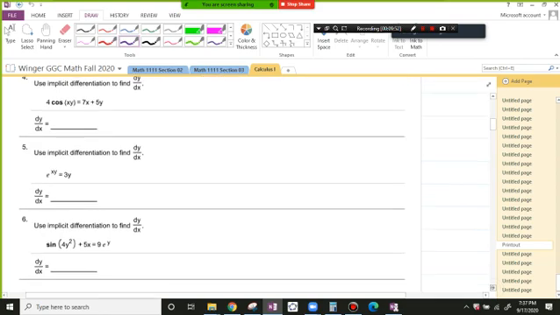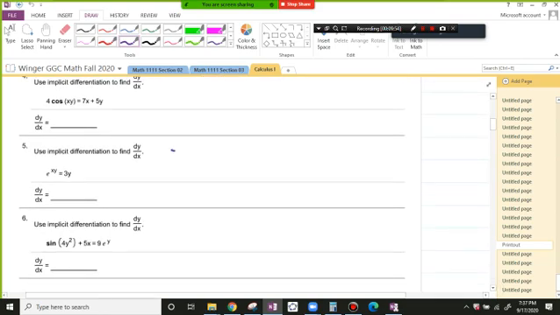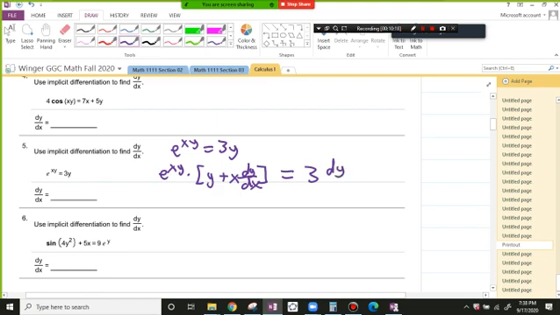Something similar happens here. When I have e to the xy equals 3y, we might be able to fit this one in. Take the derivative on both sides. It's e to the xy times the derivative of xy, which again is the product rule, which is 1 times y plus x times dy/dx. That equals the derivative of 3y, which is 3 times the derivative of y with respect to x.